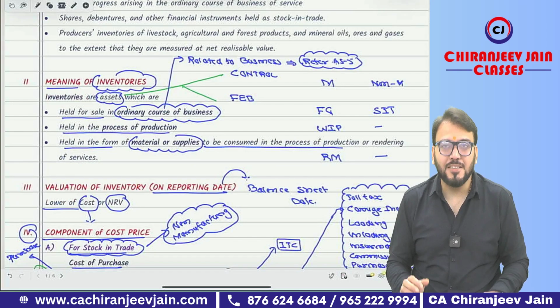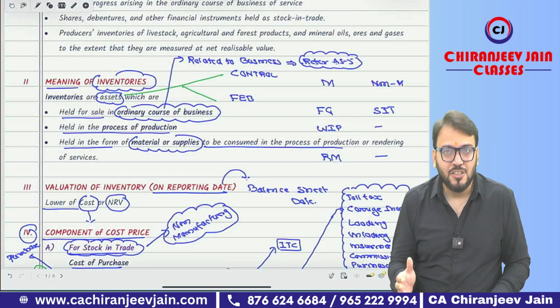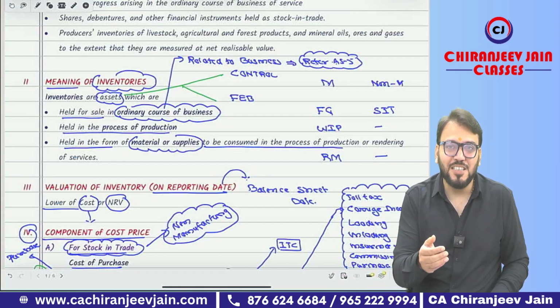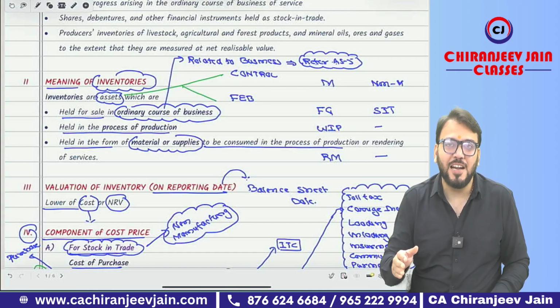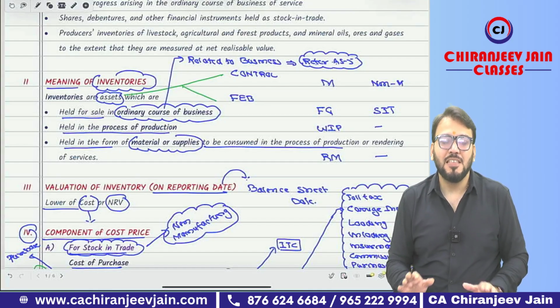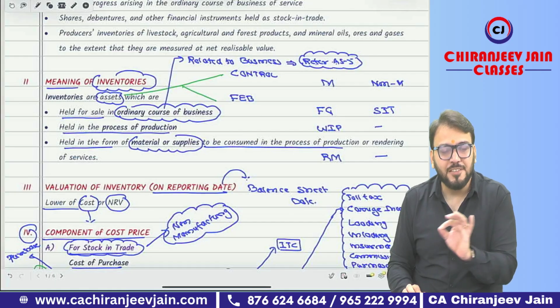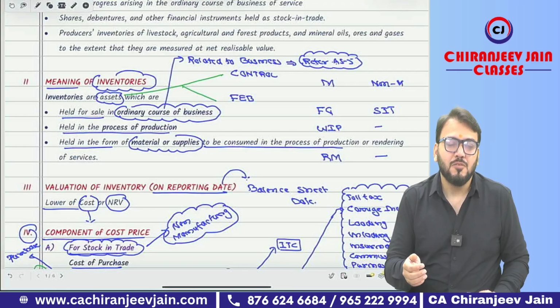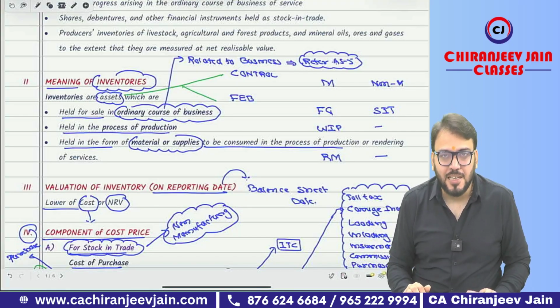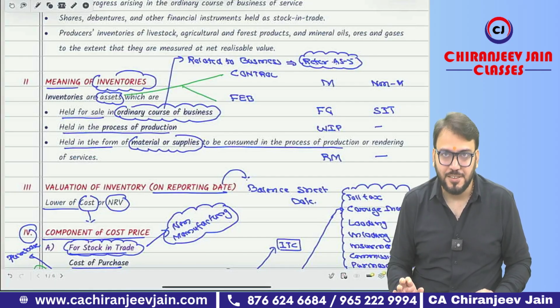What is the meaning of inventories? Inventories are assets which are held for sale in the ordinary course of business, which are held in the process of production, which are held in the form of material or supplies to be consumed in the process of production or for rendering of services. In simple words, we can say inventory includes finished goods or stock in trade, raw material, and work in progress. What is the valuation criteria, measurement criteria? That it will be valued at cost price or NRV, whichever is lower, on reporting date.